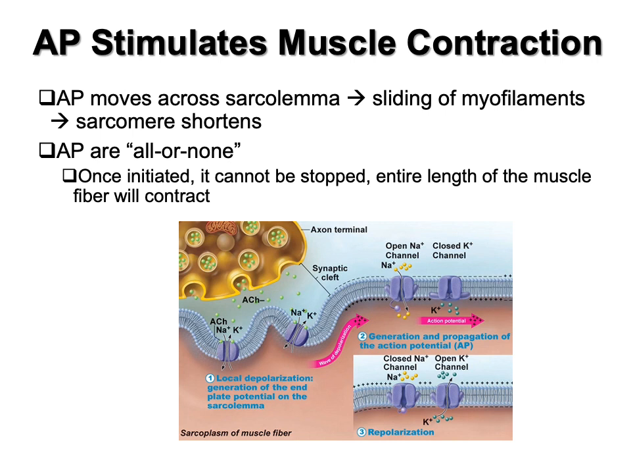which will shorten the muscle fiber. As I mentioned before, action potentials are all or none events. Once initiated, it cannot be stopped. The entire length of the muscle fiber will contract.